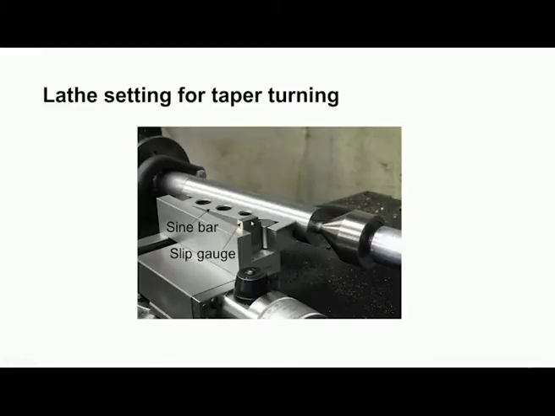So, like this, knowing the value of the height difference, H1 minus H2, and the length of the sine bar, we can find out theta. Or if we know the angle that is required, we can find out the height of the slip gauge, and then we can arrange the lathe for taper turning in this fashion.